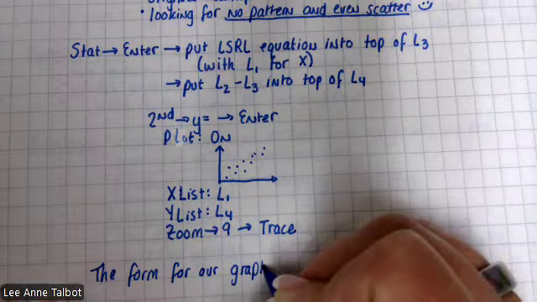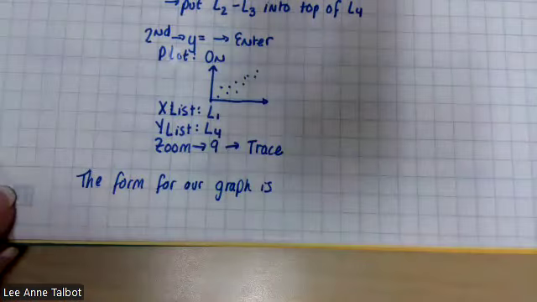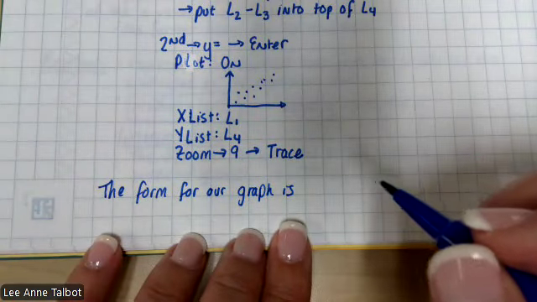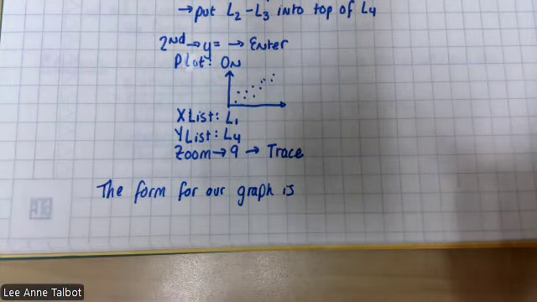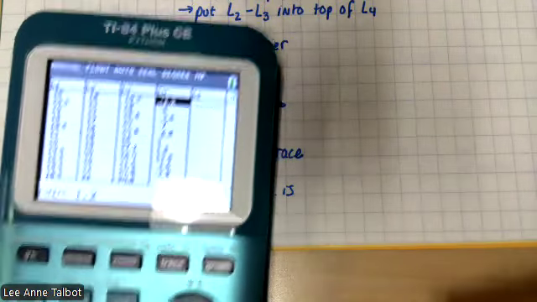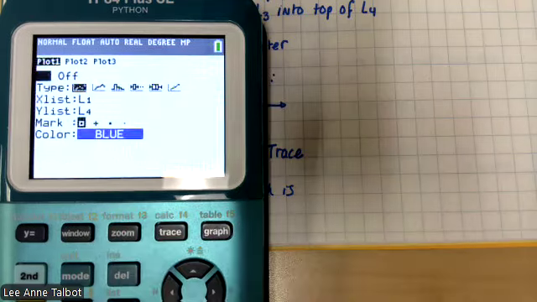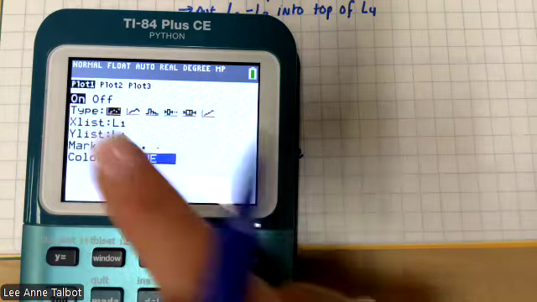Zoom 9. Do you have zoom 9? Did you put the things in? Did you do all this stuff? And then you did this? Did you put L1, L4? Yeah. Did you make?